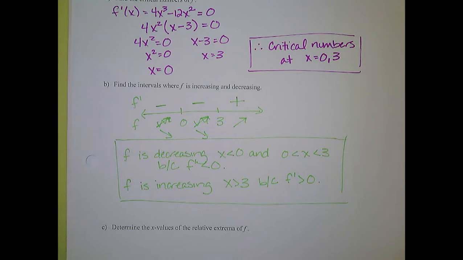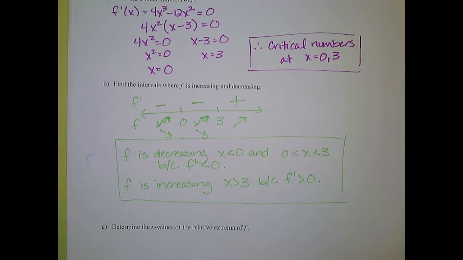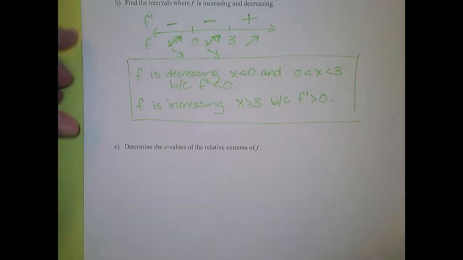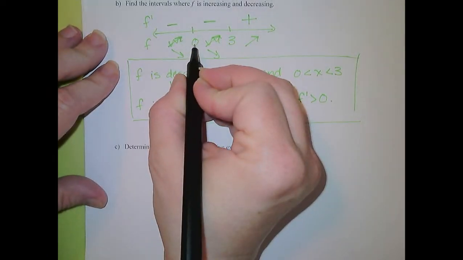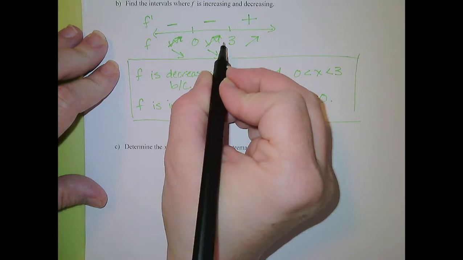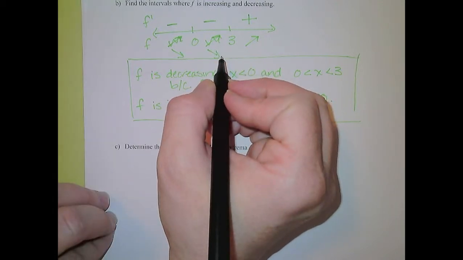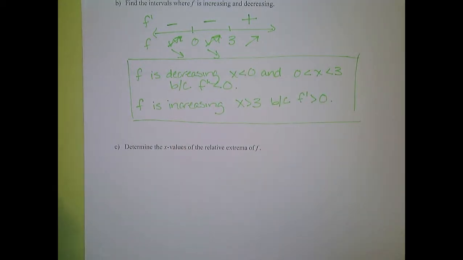Now that we know that, we can use that information to determine the relative extrema of f. We know that at 0, our function is decreasing, and then after 0, it continues to decrease. So since we don't have a sign change at 0, which is one of our critical numbers, we know that that is not going to be an extrema.